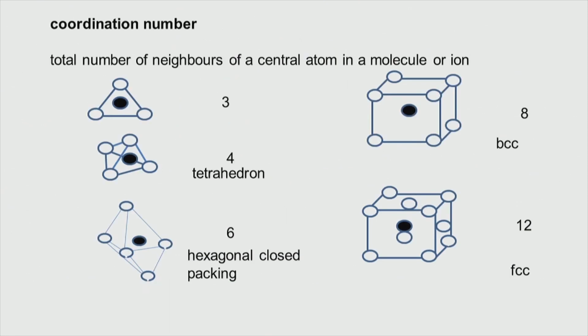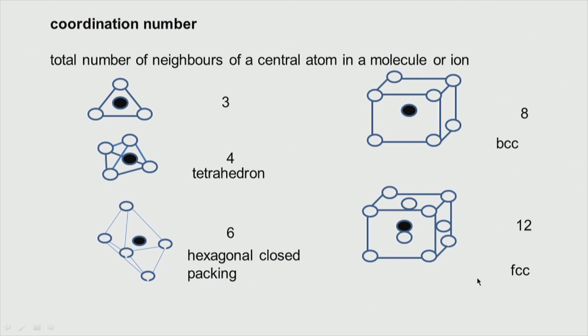Now, there is some other term which is called the coordination number, that is the total number of neighbors of a central atom in a molecule or ion. Obviously, suppose we take this one, there are 3 atoms in a triangular arrangement, coordination number is 3. Suppose this is a tetragon, like your sp3 type, 1 2 3 4 around the center. So, we have 4. If you have a hexagonal, that is 6, 1 2 3 4 5 6. If you take a cube, 1 2 3 4 5 6 7 8, BCC, this is 8.